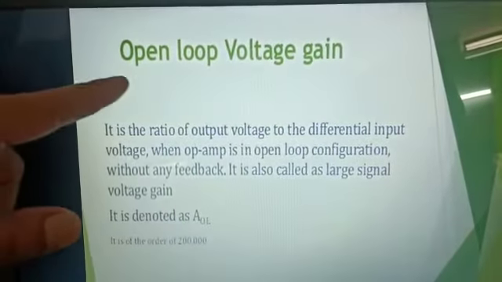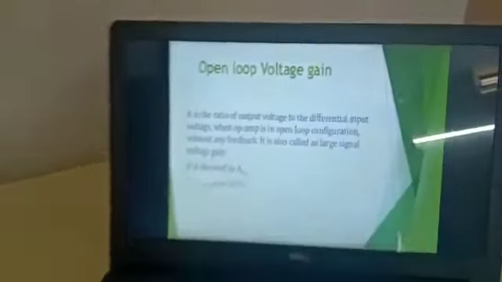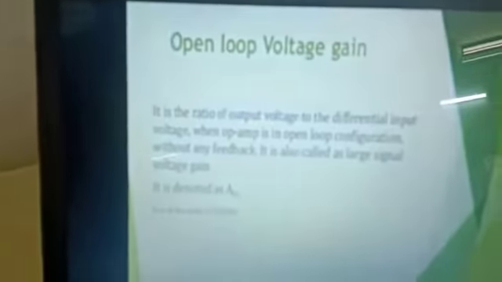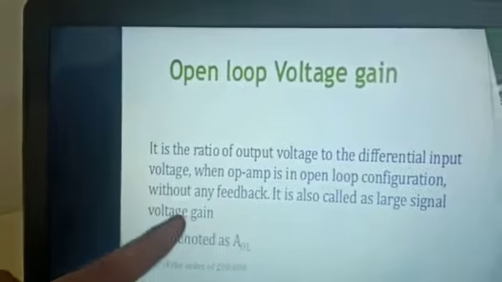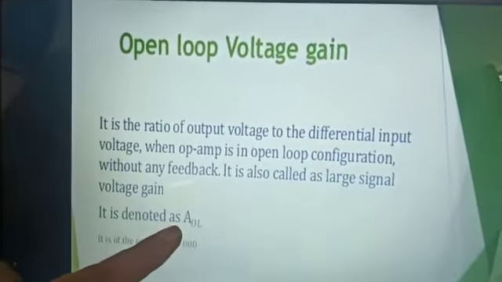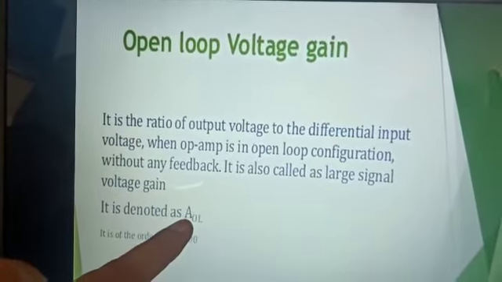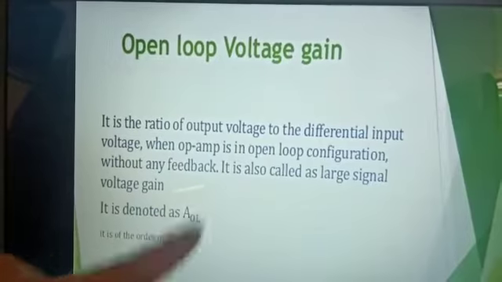Take the average. Then open loop voltage gain. Open loop voltage gain means without feedback, and closed loop voltage gain means with feedback. It is the ratio of output voltage to the differential input voltage when the op amp is in open loop configuration without any feedback. It is also called large signal voltage gain. It is denoted as AOL, the open loop voltage gain. A stands for gain.